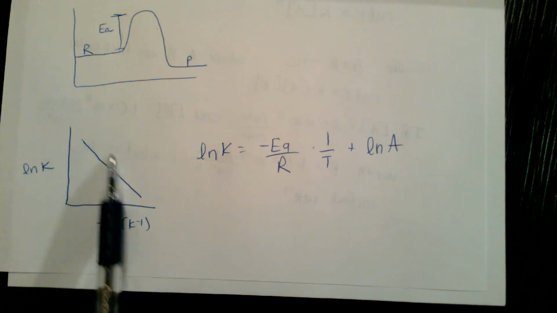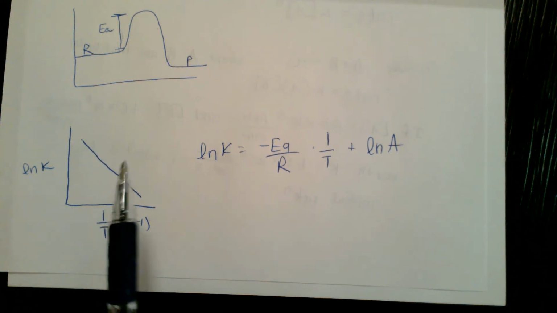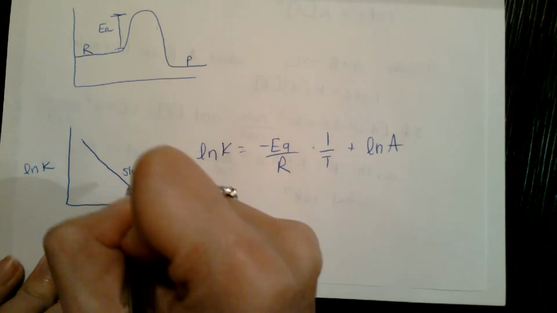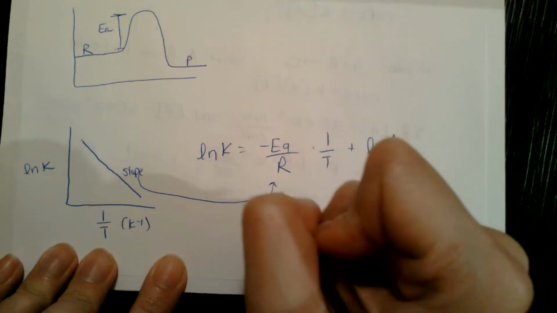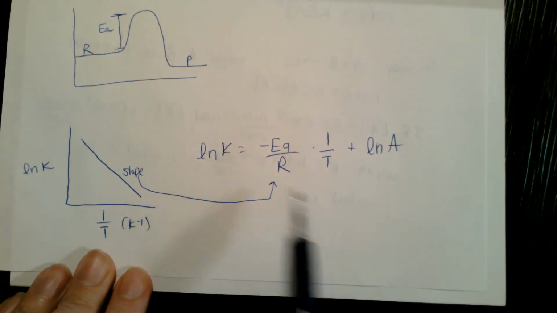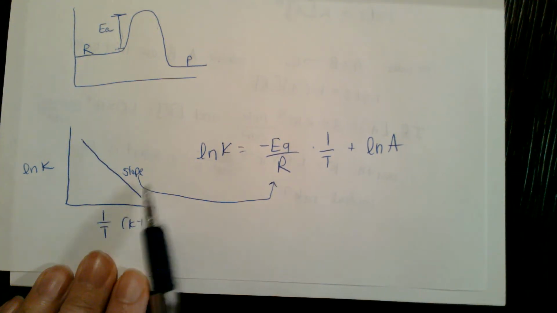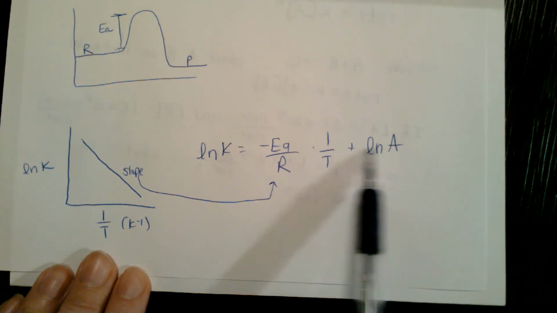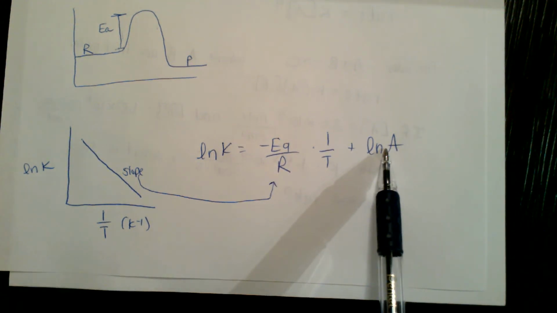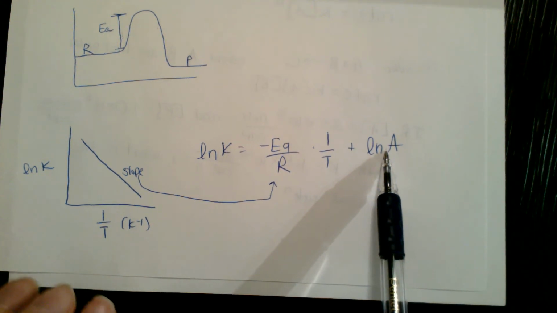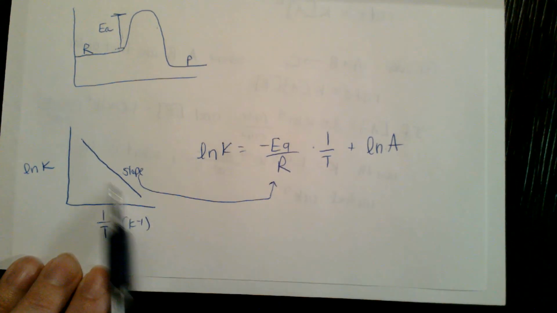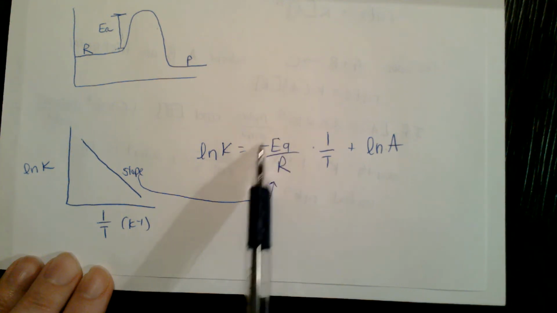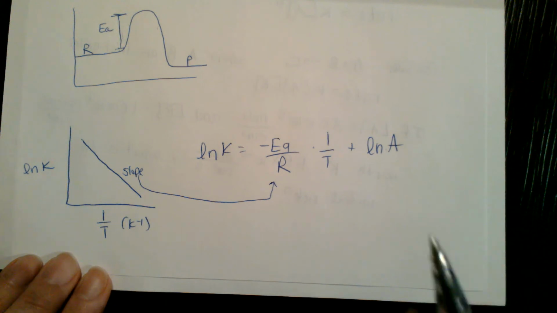Okay, so this is useful because the slope of this line is equal to negative EA over R. So if you can graph the natural log of K against 1 over T, you can get the activation energy of a particular reaction, essentially eliminating that frequency factor or collision factor A, which is so difficult to measure. Oftentimes we use this one because we can separate this out, where activation energy over R is just equal to our slope.